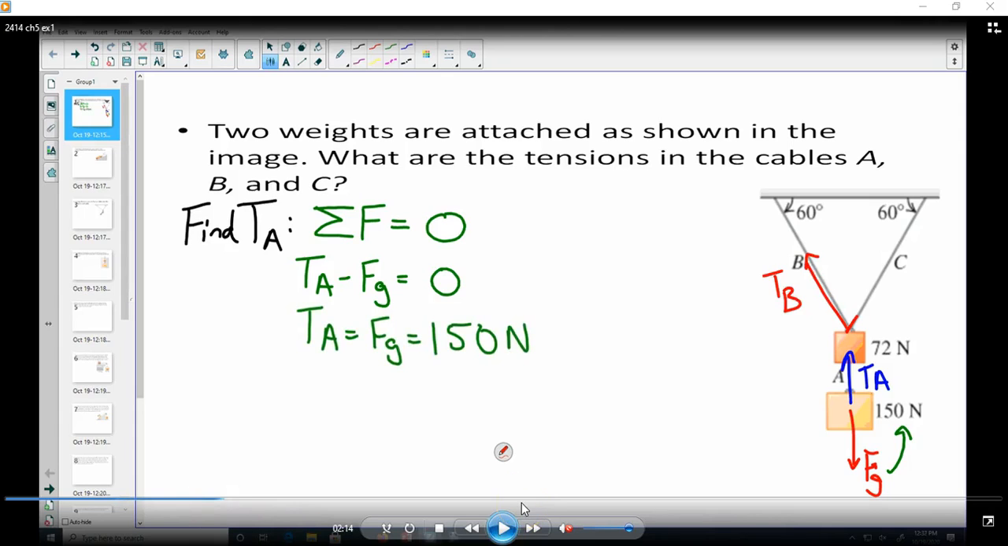So now we're going to want to find the tension in B and C. So we can draw the tension in those cables to be pulling upwards in this direction and upwards in that direction. And then the force of gravity on the 72 Newton block will be pulling downwards. And that'll include the extra 150 that's added to it or attached to it. So TB and TC point in opposite directions, and then the force of gravity points down.